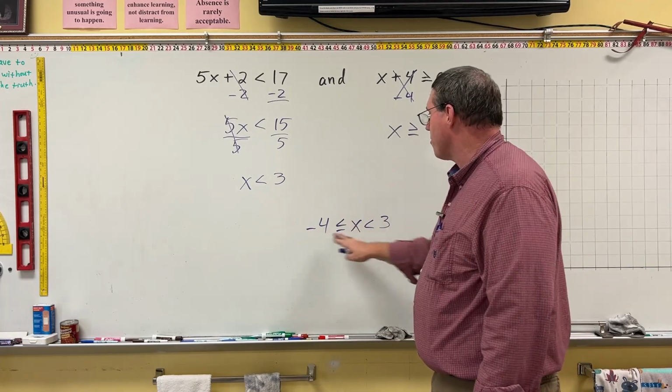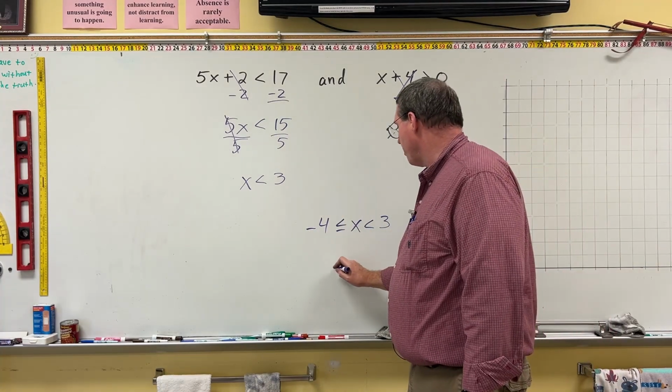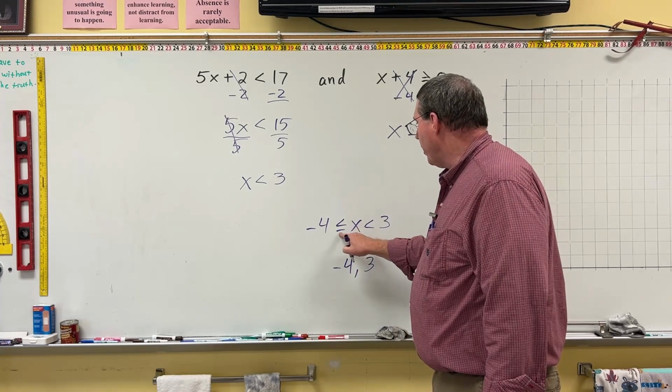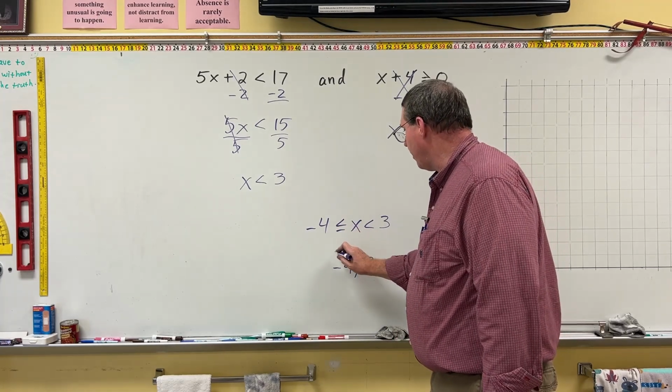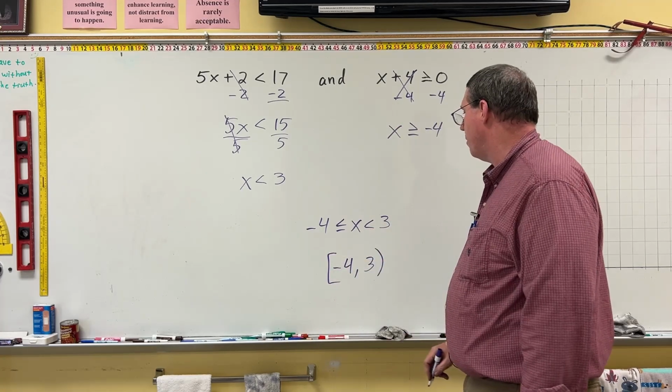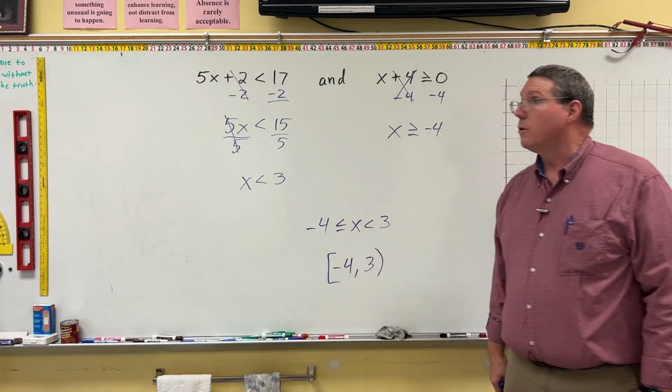So it's a number that's between negative 4 and 3. So we're going to go from negative 4 up to 3. We are equal or equal to with negative 4, so we put a bracket. We do not have the or equal to with the 3, so we put a parenthesis, and we are done.